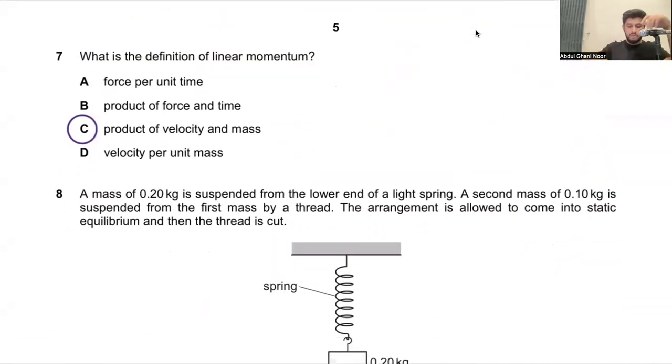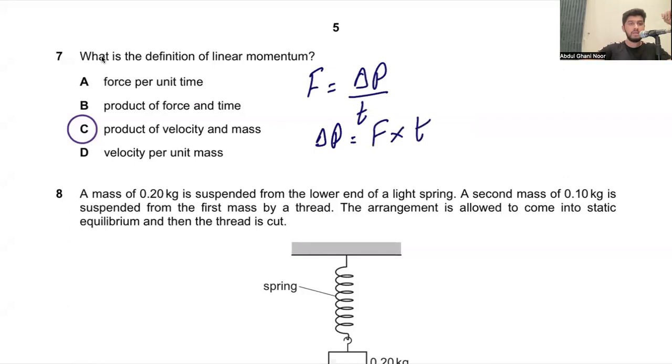Okay. For question 7, somebody asks, for the momentum question, why can't it be A? Because force per unit time. Force is change in momentum upon time, so change in momentum is basically force into time. यह तो formula ही गलत है ना. सही, तभी A नहीं हो सकता.